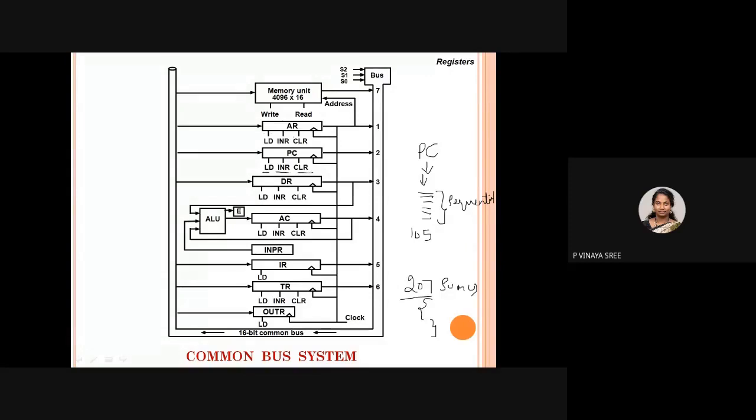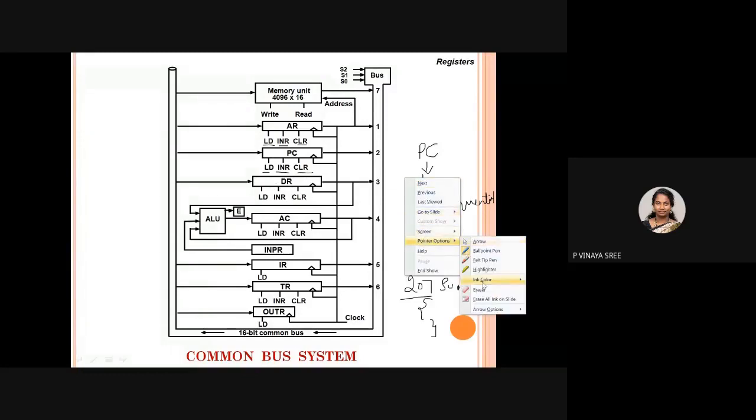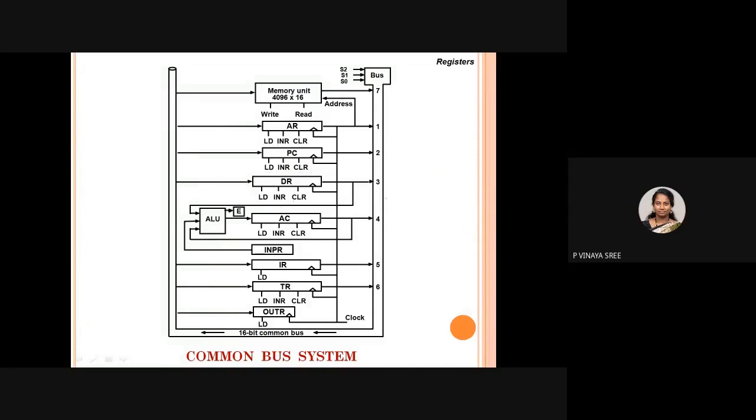Even for the address register, we'll be having a load, an increment, and a clear. Even for data, in some cases in a data register we need to increment. So we'll have a load, increment, and whenever we want to clear the data register, we can use a clear option. This is basic that we have to study. Even an accumulator has a load, increment, and we need to clear.